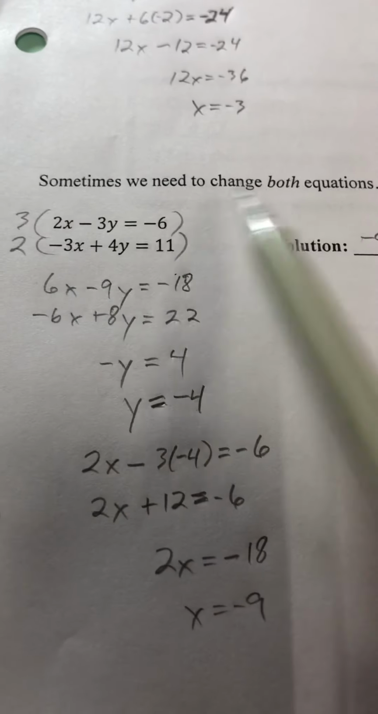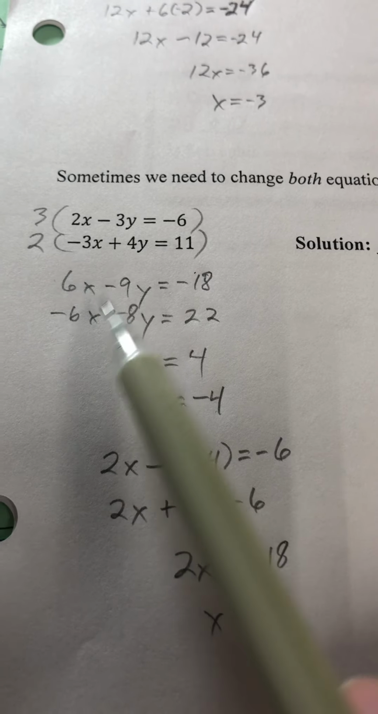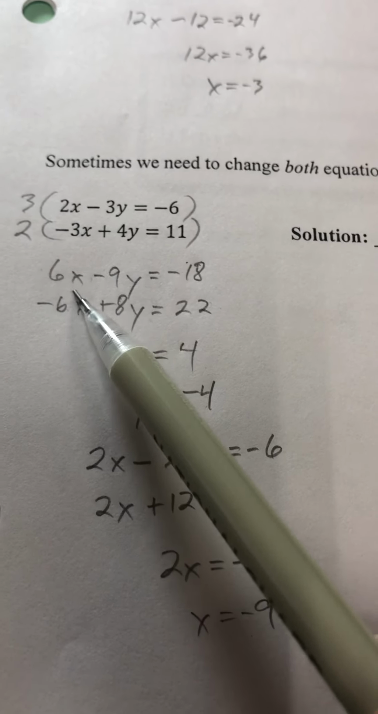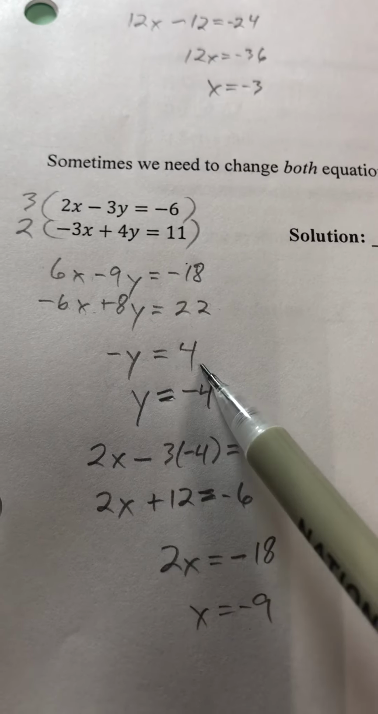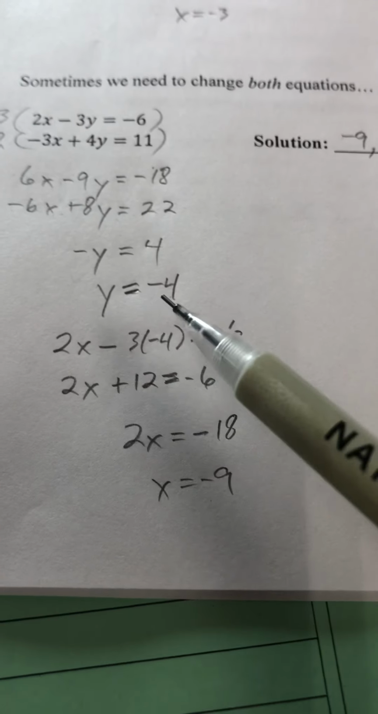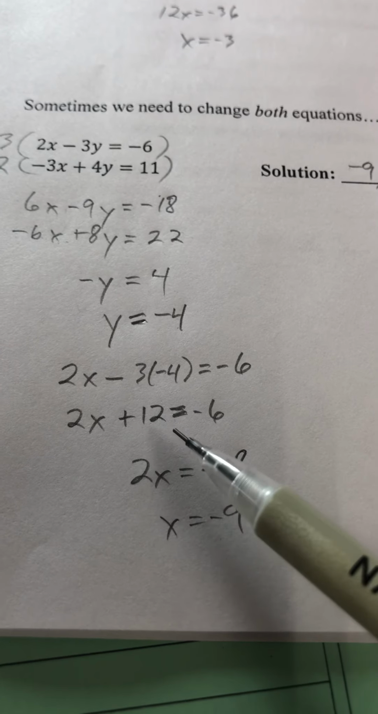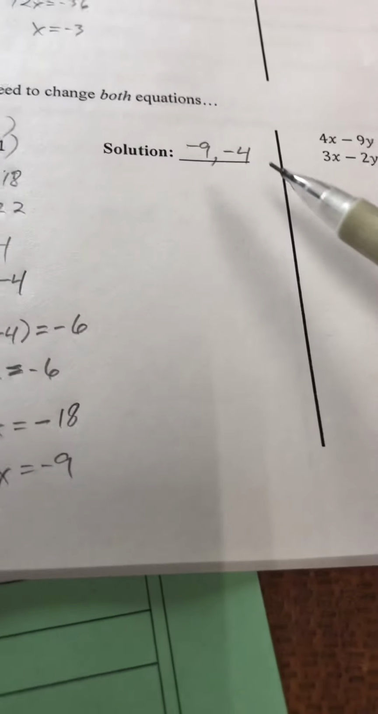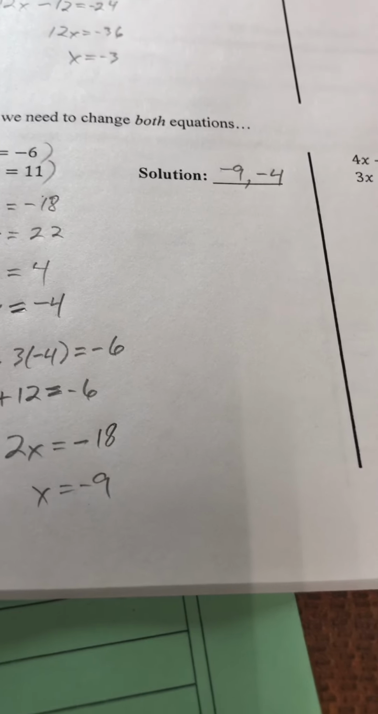Sometimes you have to change both equations. So I multiplied the top by 3 and the bottom by 2, and these are my new equations. I did that so I have 6x minus 6x. Then when I put these two together, I ended up with negative y equals 4, or y equals negative 4. Sorry about that. I plug in that negative 4 for my y in one of those problems. I chose the top one, and then I went ahead and solved and got x equals negative 9. So you should have negative 9, negative 4 as the solution for that.